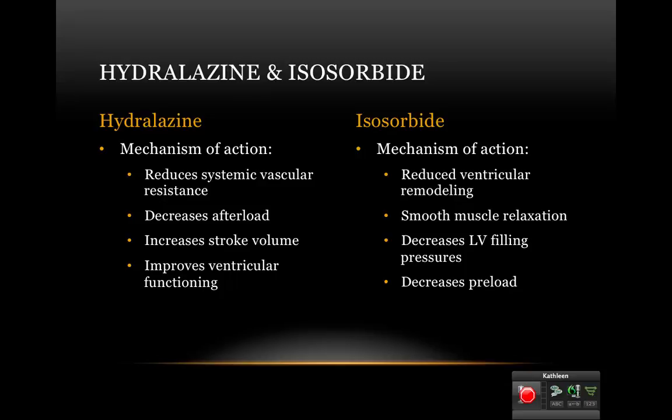Hydralazine is an arterial vasodilator. Isosorbide is a nitrate, and these are venodilators. The mechanism of action of isosorbide is reduced ventricular remodeling, smooth muscle relaxation, decreased left ventricular filling pressures, and decreasing preload. So these vasodilatory effects can reduce the intracardiac filling pressures, which most likely reduces adverse cardiac remodeling, where the heart gets bigger.